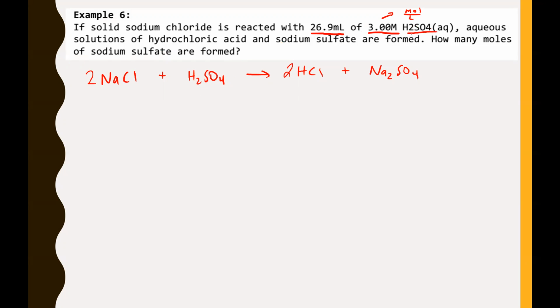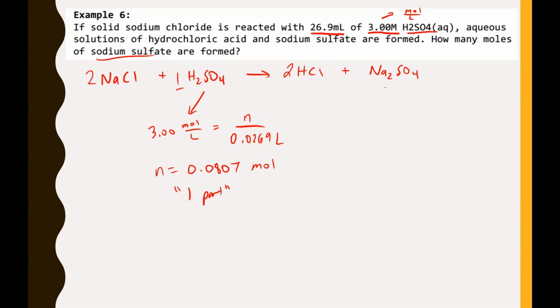From here, we know how much H2SO4 we have. We know its concentration is 3.0 moles per liter. And this is going to be equal to some amount of moles over some amount of liters, which we actually know, 0.0269 liters. Multiply that over to the other side, and you're going to see that N is going to equal 0.0807 moles. And realize that that right there is just 1 part, because there's only a 1 in front of this. We're looking for how many moles of sodium sulfate are produced. Notice sodium sulfate is only 1 part as well. So what do you know? It's the exact same amount. We can say it's N equals 0.0807 moles.